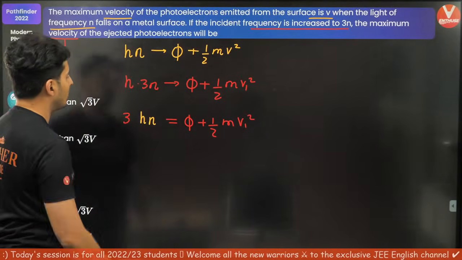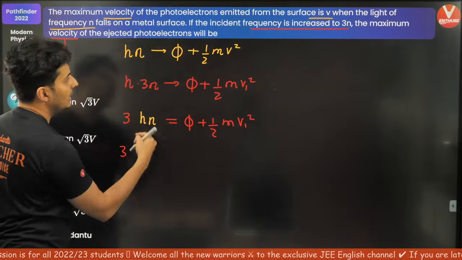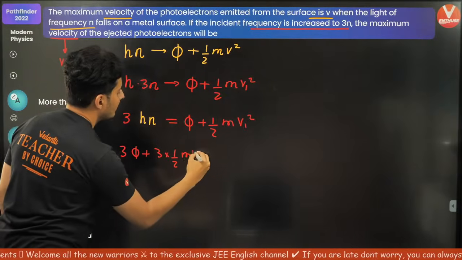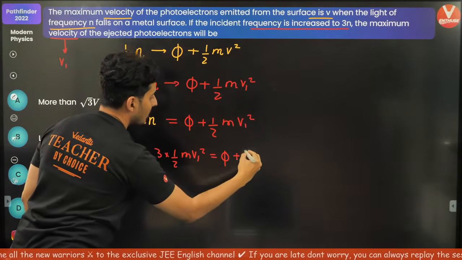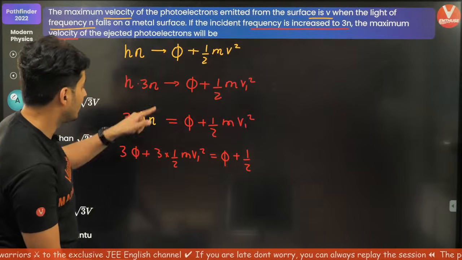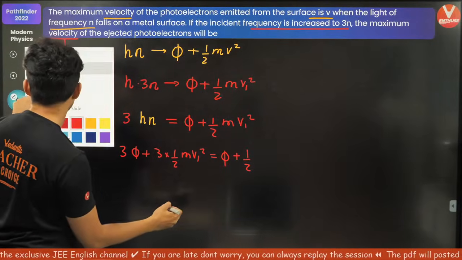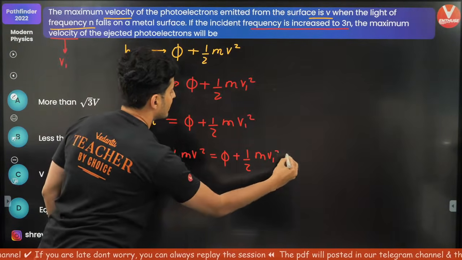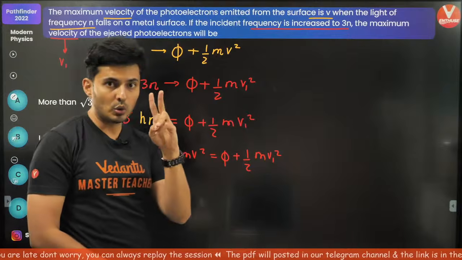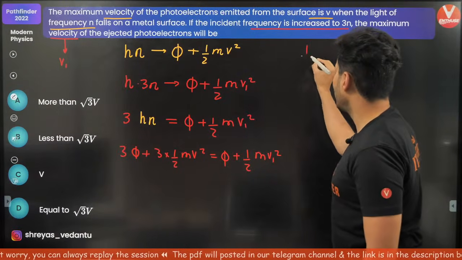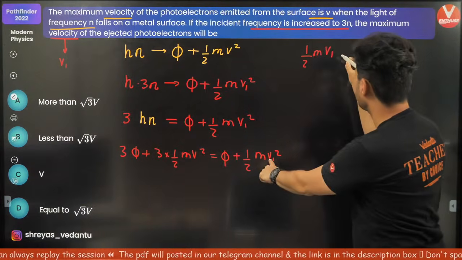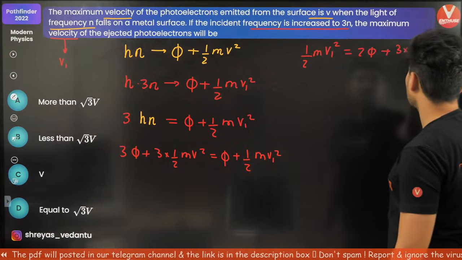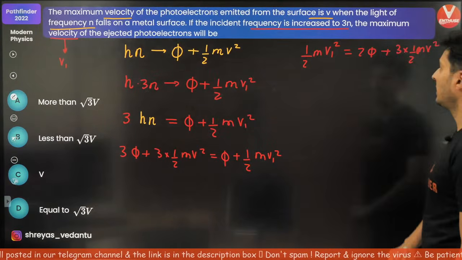If I substitute hn from there, what will I get? I'll get 3 phi plus 3 into half m v square is equal to phi plus half m v1 square. Sorry, that is not v1, that is just v. Okay, plus half m v1 square. Now take this phi over here, it becomes 2 phi. Therefore half m v1 square will be 2 phi plus 3 times half m v square.